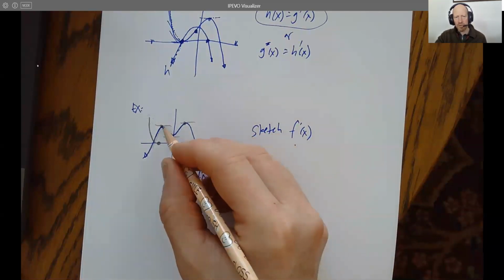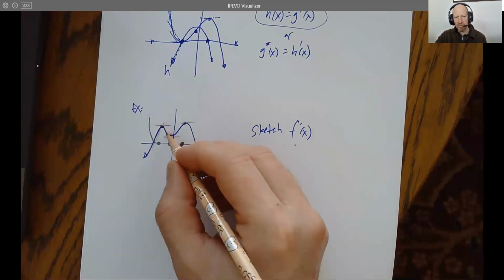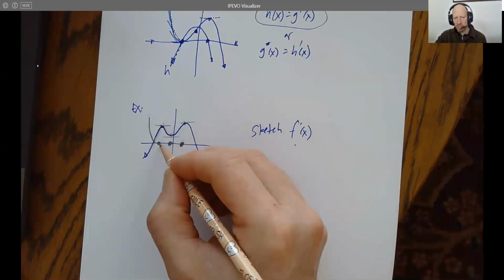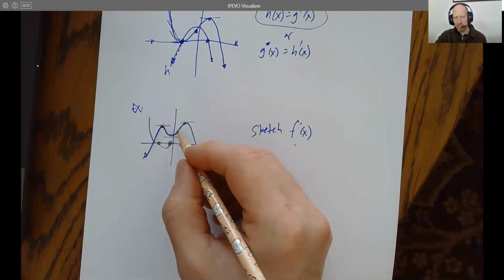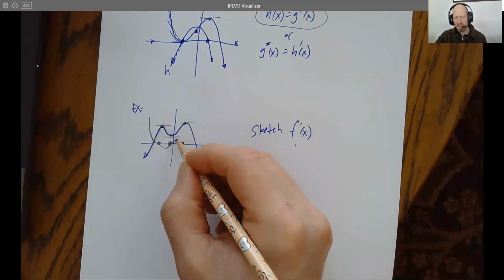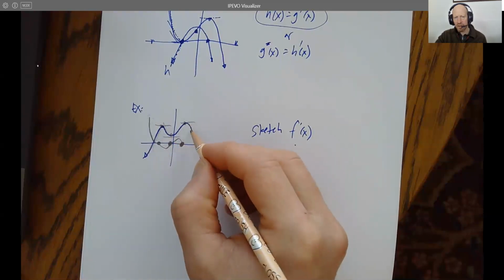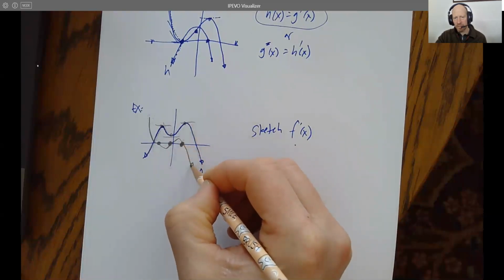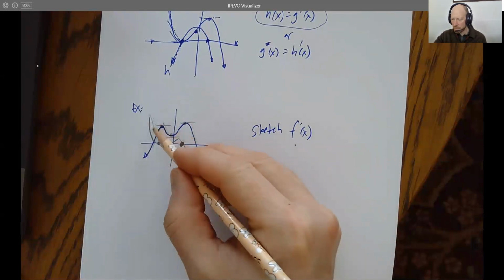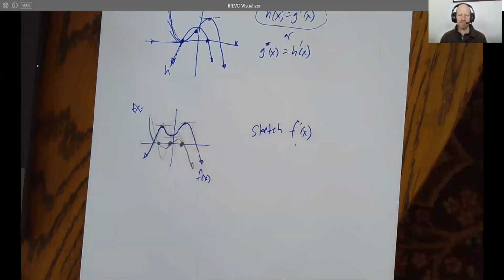Notice here, the slopes are all negative. The function's going down, so the slopes are negative, so they're going to be below the x-axis. Here, the slopes are positive again. And here, again, these are going down, so the slopes must be negative. Now, you could have drawn something more like that, or there's lots of different versions in terms of the magnitude, but the positives and negatives are not negotiable, right? Those have to match with the function.